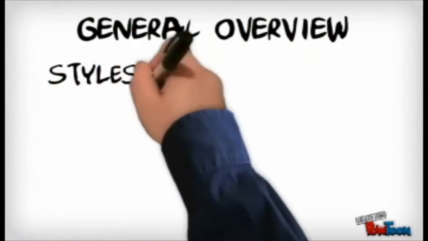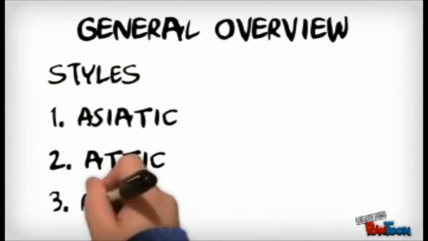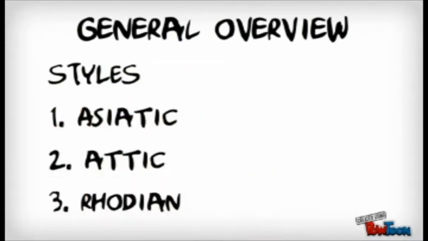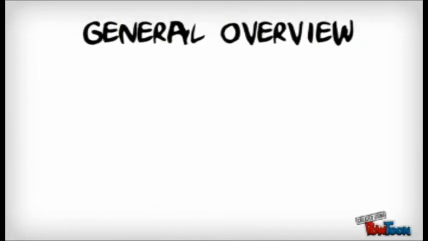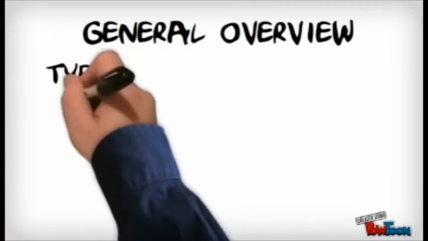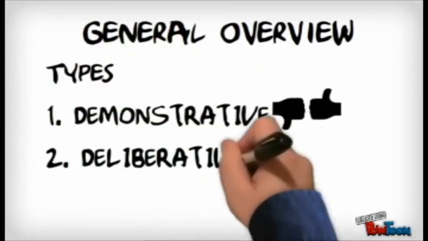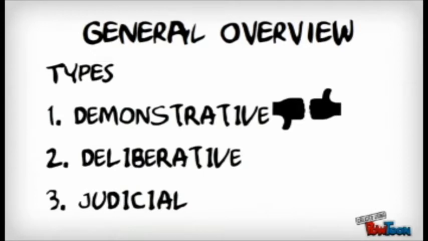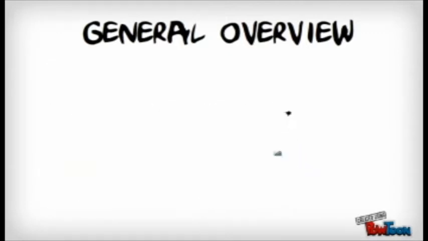As a general overview, there are three styles of orations: Asiatic, which is elaborate, artificial, and emotional; Attic, which is clear, forceful, and direct; and Rhodian, which is a combination of the two others. There are also, according to Cicero, three types of orations: the demonstrative, which praises or criticizes; the deliberative, which supports or attacks a measure or a proposal; and the judicial, which was used in the court system. You'll have to determine which type of oration you're aiming to give, and perform it according to that understanding.